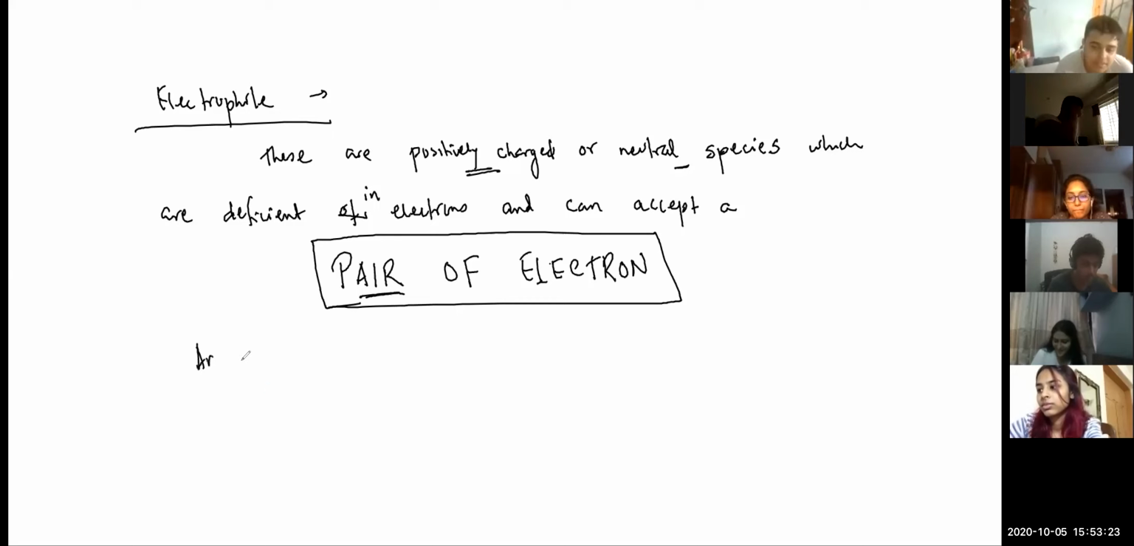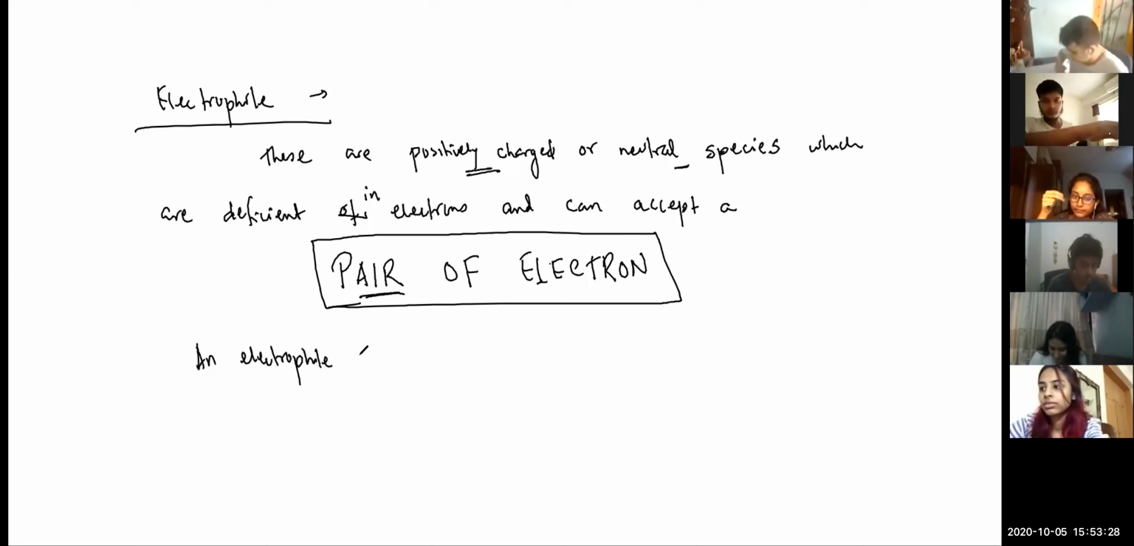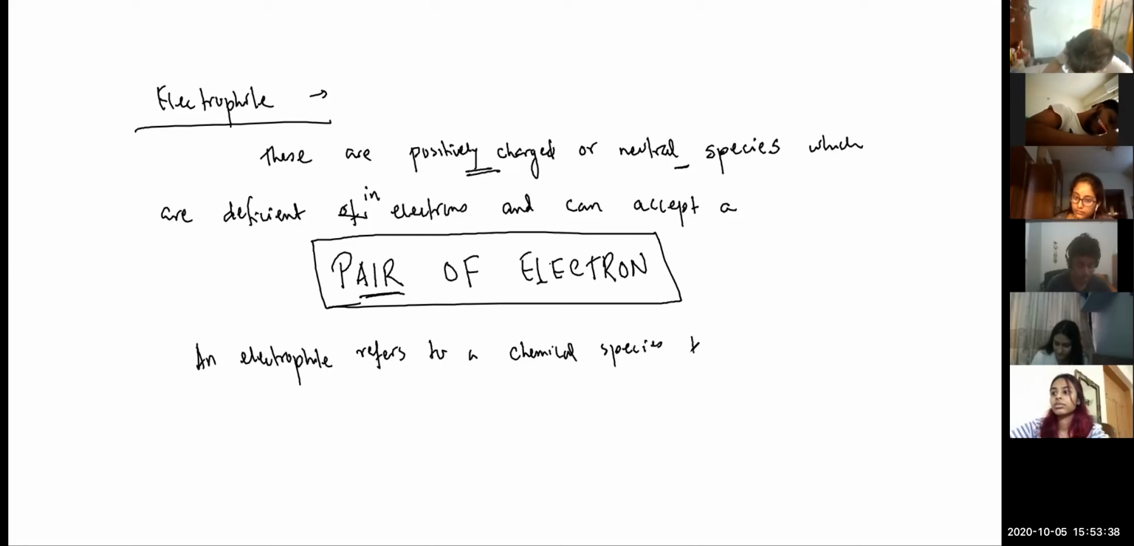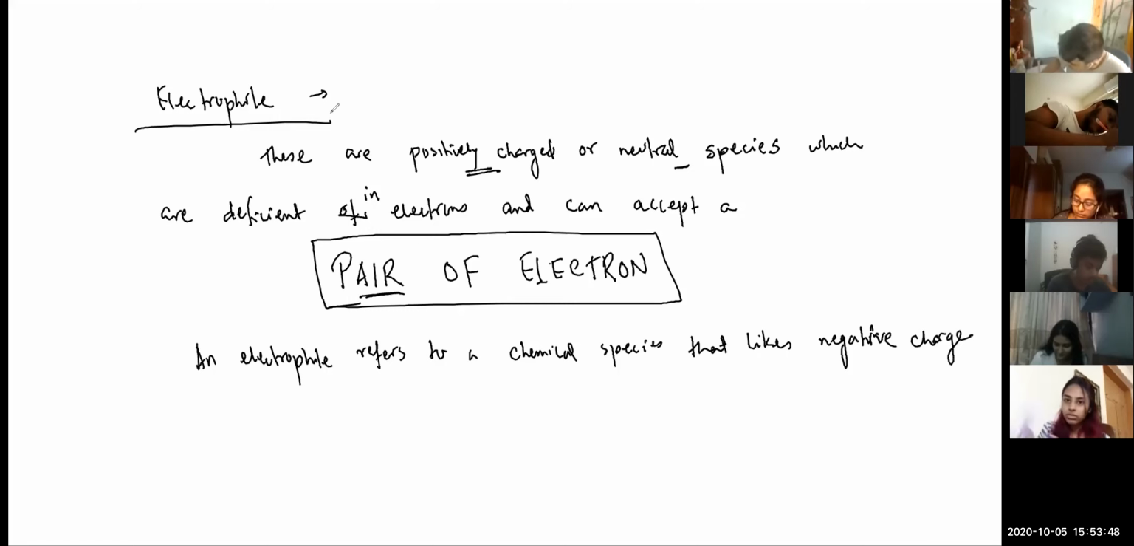An electrophile refers to a chemical species that likes negative charge. So obviously you know how it likes negative charge, because it's deficient in a pair of electrons.